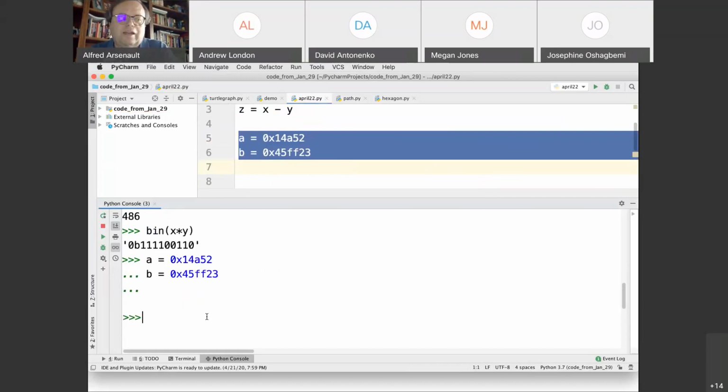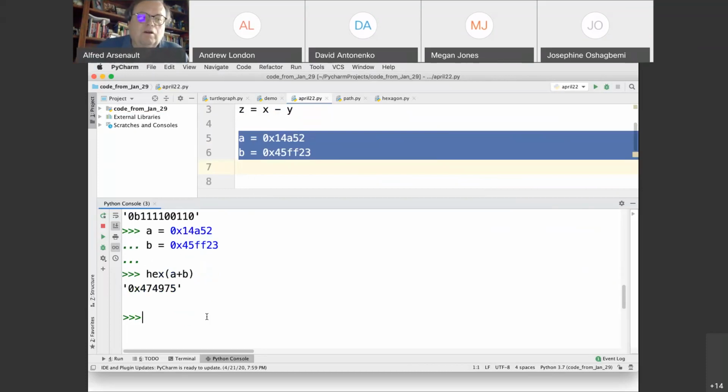Okay, so now we've got them. A plus B, the function hex of A plus B is going to add A plus B, and it's going to give me back another hexadecimal number. And you can see marked 0x474975. Okay, to get this, you take this 2, add it to this 3, that gives me 5. This 5 plus this 2 gives me this 7.